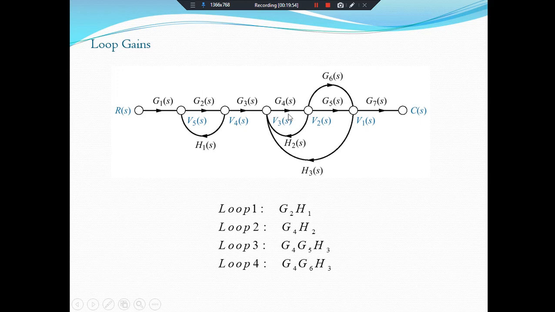G4H2, sorry, G4H2, this is a loop ending at the same node. Loop 3 is G4, G5 and H3. It is also starting and ending at the same node. Similarly, loop 4 is G4, G6 and H3. So the product of branch gain will be equal to the loop gain.